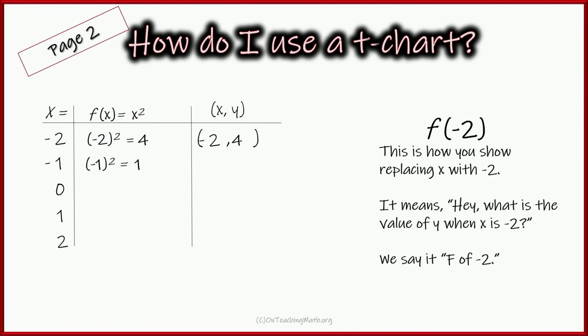All right, here we go. I got -1, comma 1. So there's my coordinate. Go ahead and pause the video and try the rest because I'm going to go ahead and do them right now.